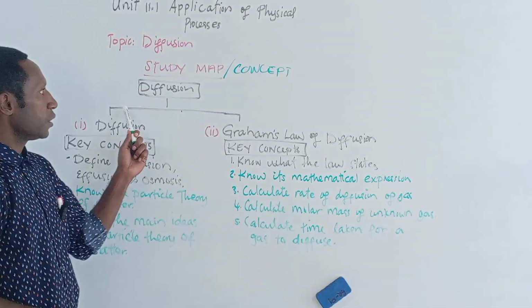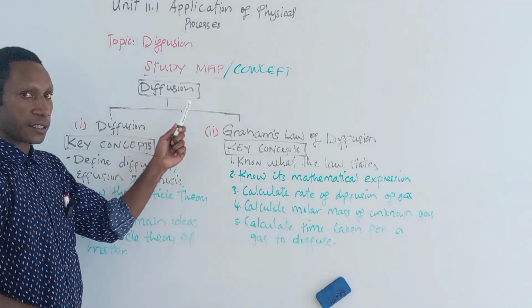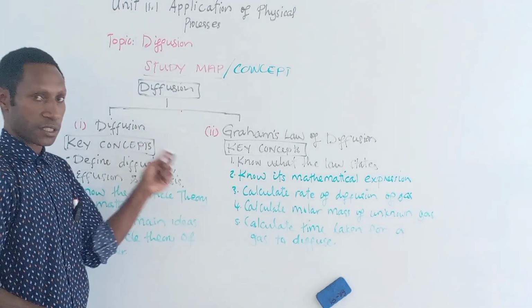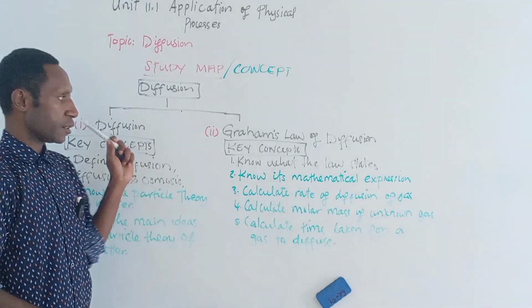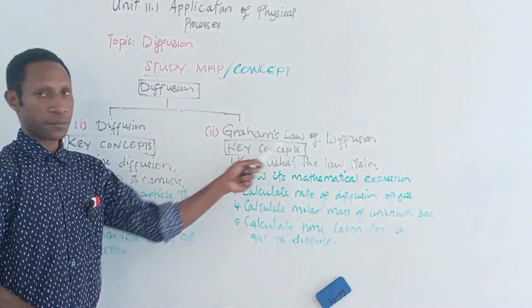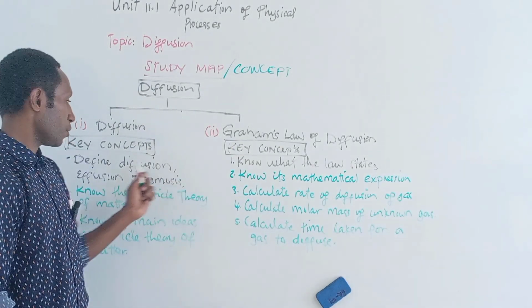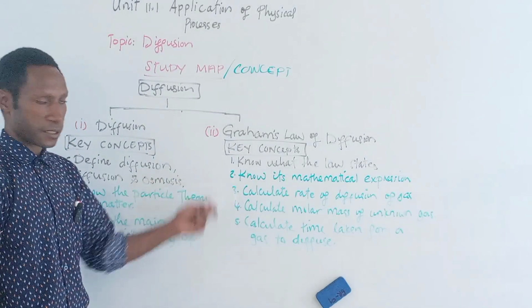So this is what you can do. You write a topic. Under each topic, how many lessons? In this case, I have 2 lessons. Lesson 1 is on diffusion. The other lesson is on Graham's law of diffusion. Now I'm going to write the key concepts under each of the lessons.